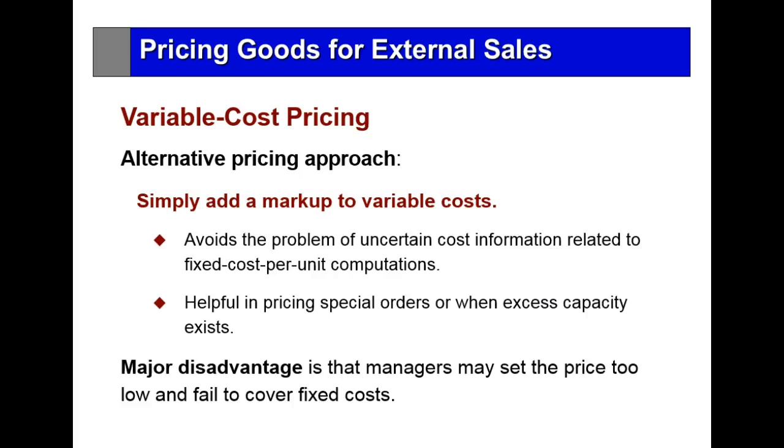Then there's another way we can do this, variable cost pricing. The alternative pricing approach adds a markup just to the variable cost. So basically, it doesn't take into account the fixed cost. It takes the variable costing and adds a markup just to those. Special orders that we've already talked about usually don't take into account fixed costs, because the special order is going to be based just on variable cost. That's going to be an example like this. The disadvantage is that managers can set the price way too low because they're not covering any fixed costs.